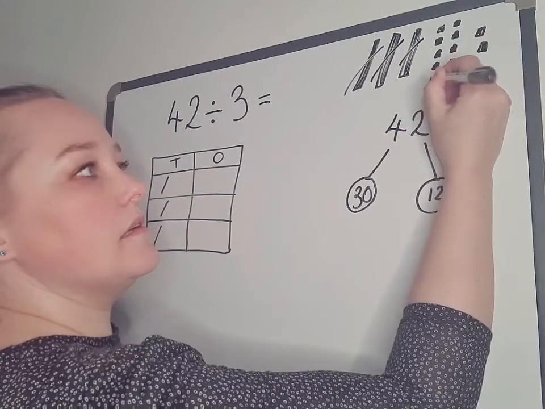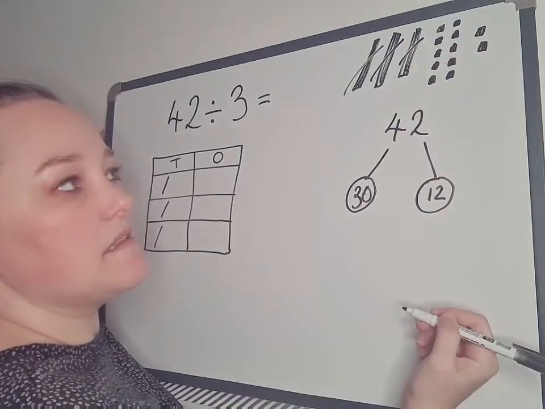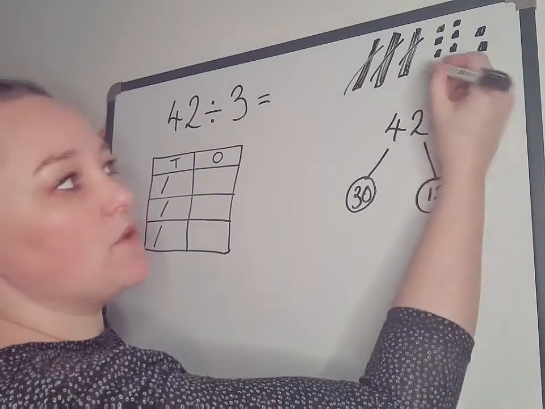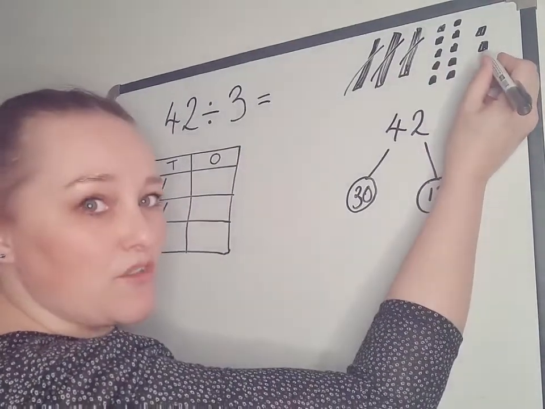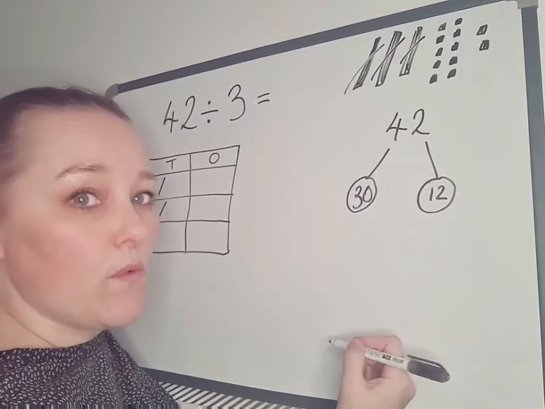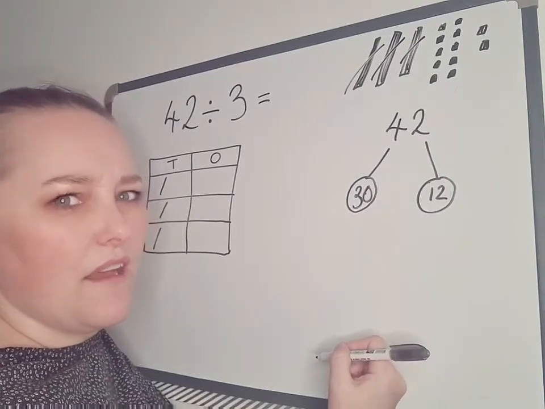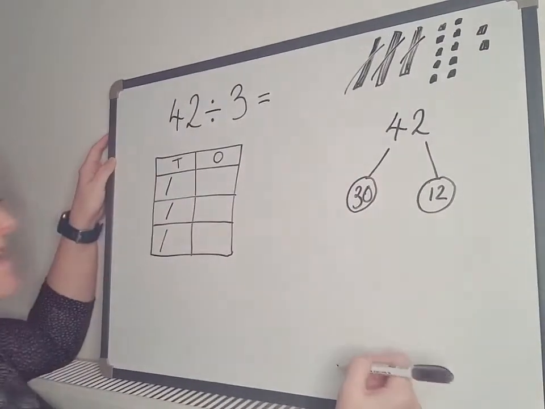8, 9, 10. So now how many ones have we got? Now we've got 10 ones and 2 ones, so we've got 12 ones altogether. Now, can we share those out on our place value grid?